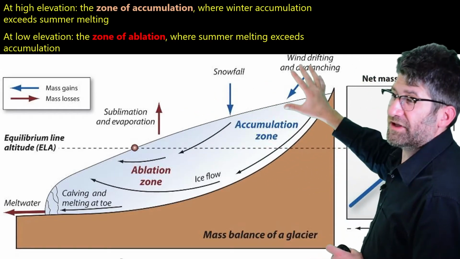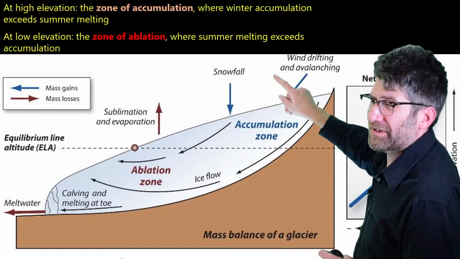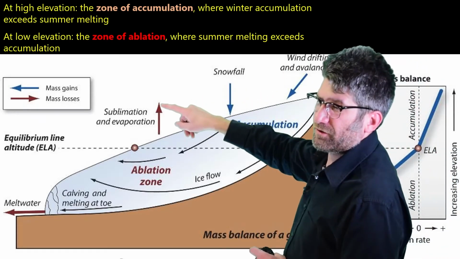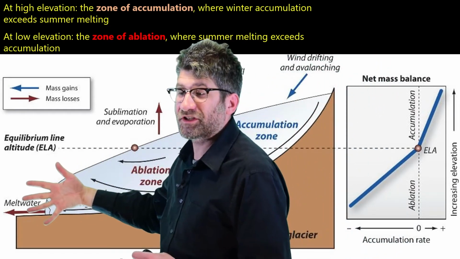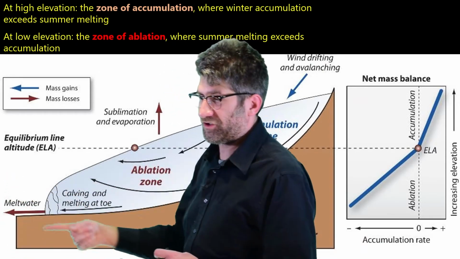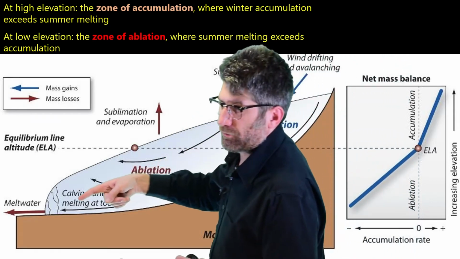So in the accumulation zone, we add mass into the glacier. We get wind and snow that's being blown onto the glacier. We get a little snowfall on the glacier. Maybe we'll get a little bit of sublimation or evaporation. As ice flows into the ablation area, then we get meltwater and we get water melting out the bottom of the glacier. So the blue lines here, mass in, red lines, mass out.